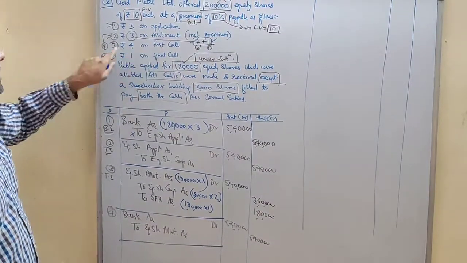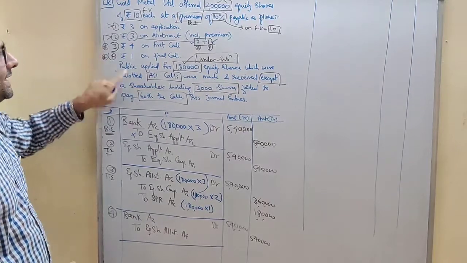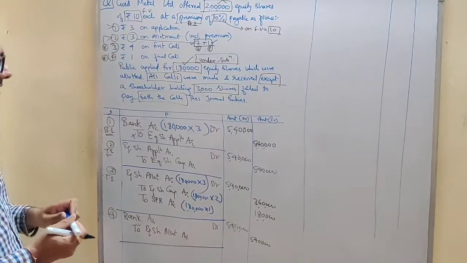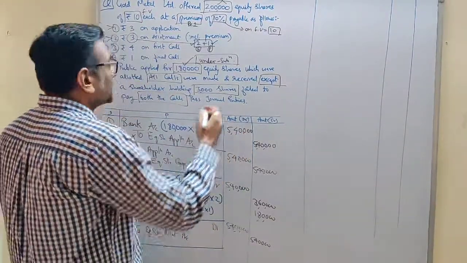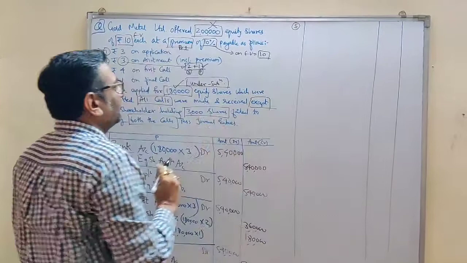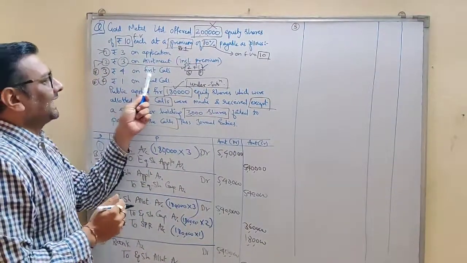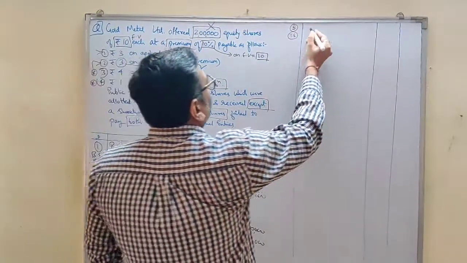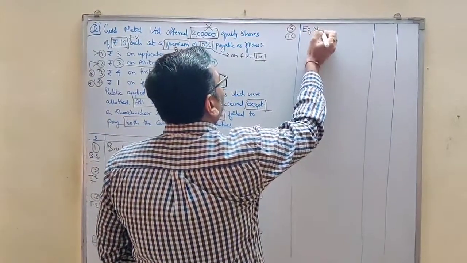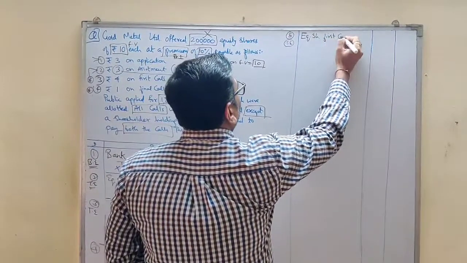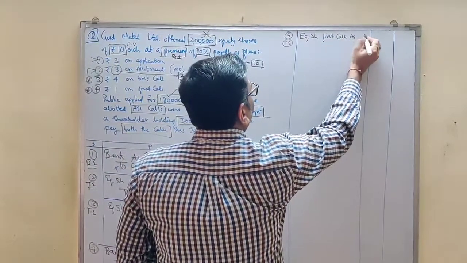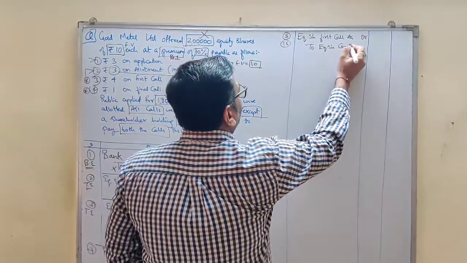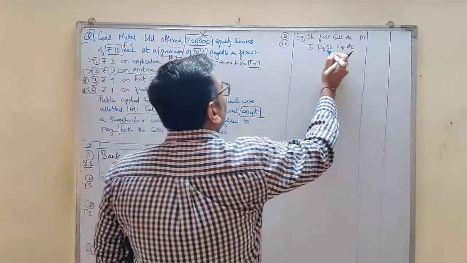In first call, you are supposed to show calls in arrears. We have not received money from one of the shareholder. So we are supposed to show arrear money. So this is your entry number 5, and you will write transfer entry first. So what will be your transfer entry? Equity share first call account debit to equity share capital account. Let's write down working in bracket.